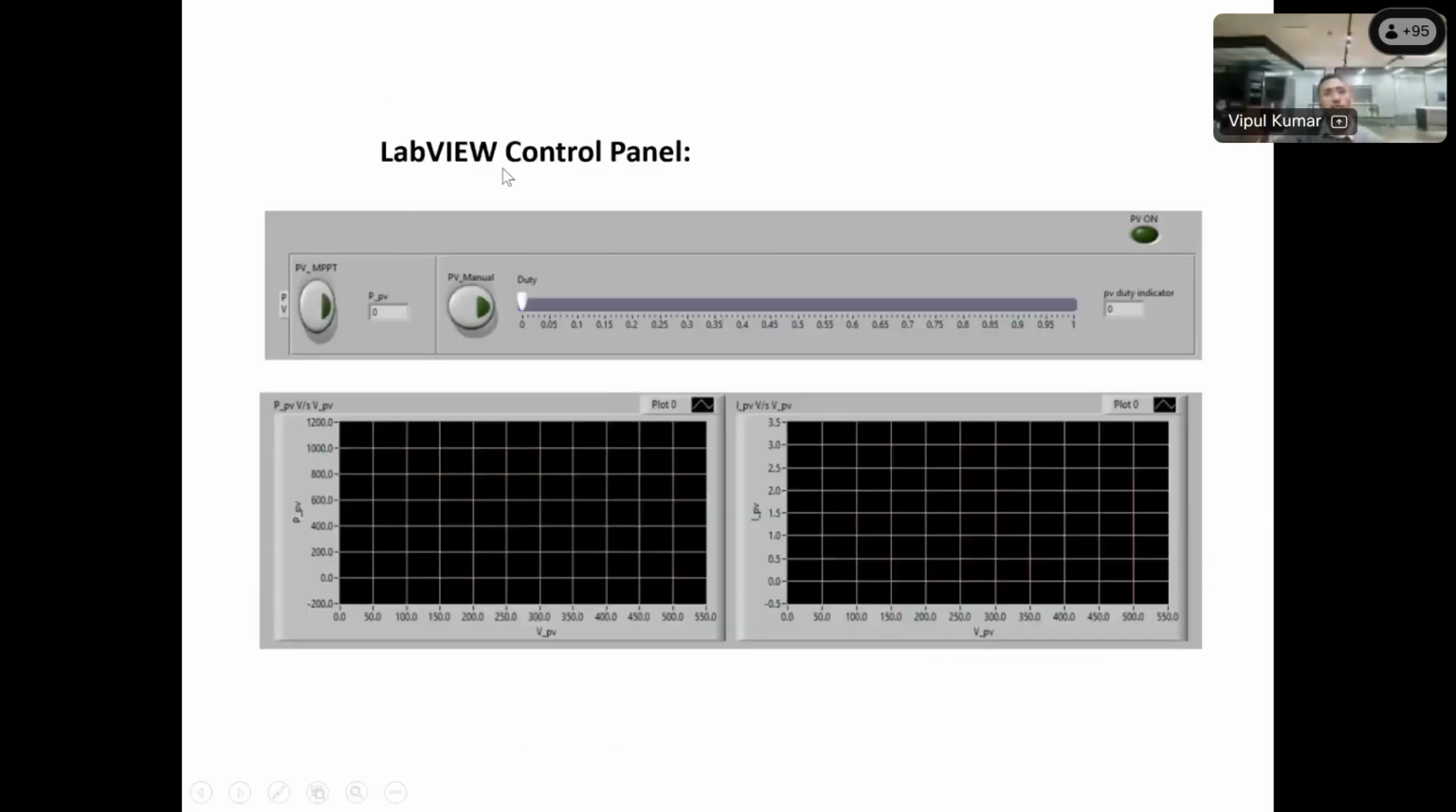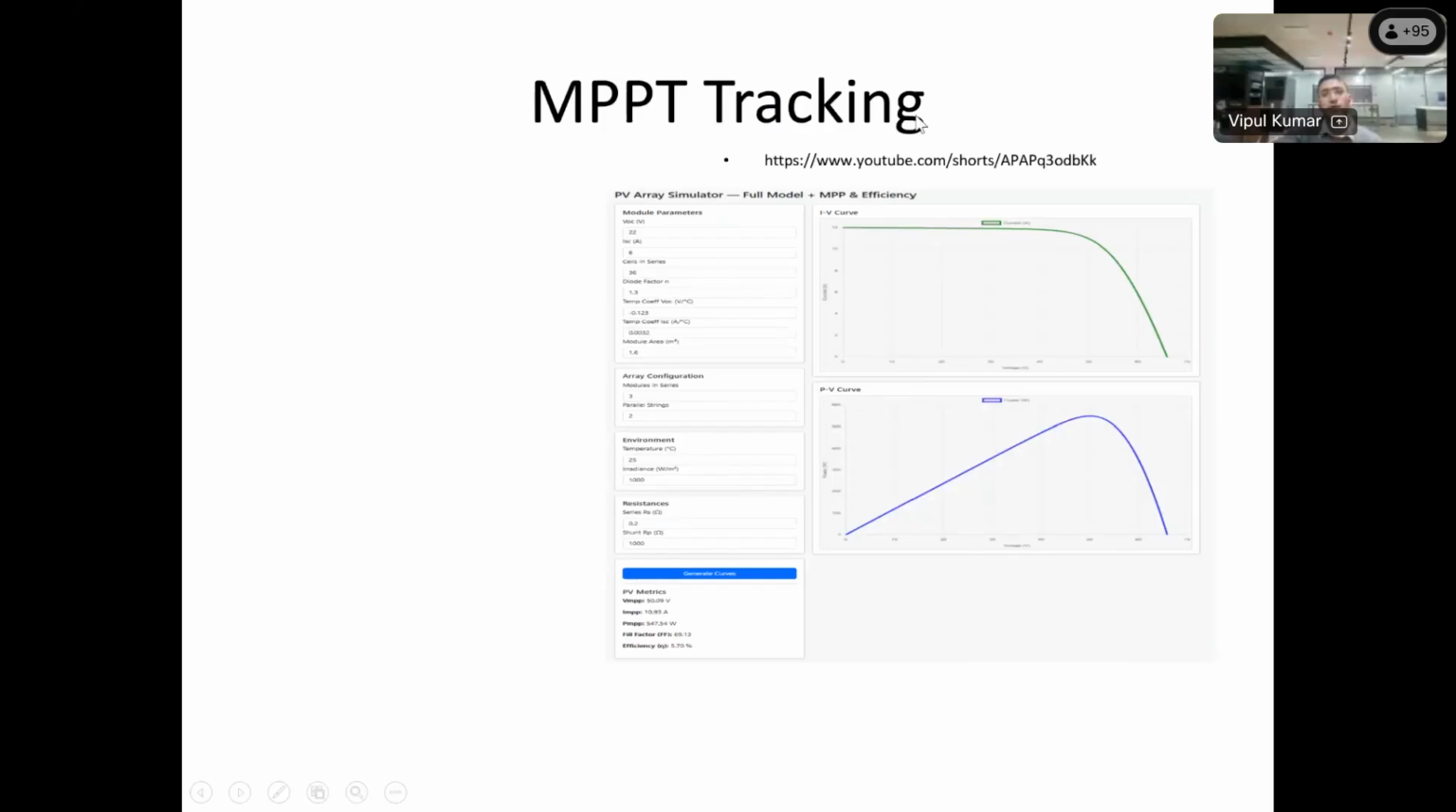So this is the software control, like PV MPPT. We can operate that PV converter in MPPT mode and in manual mode. If you want to operate in manual mode, whatever power you want to give, you can give by setting the duty. Okay. And the PV and IV curves also. So this is the MPPT tracking.